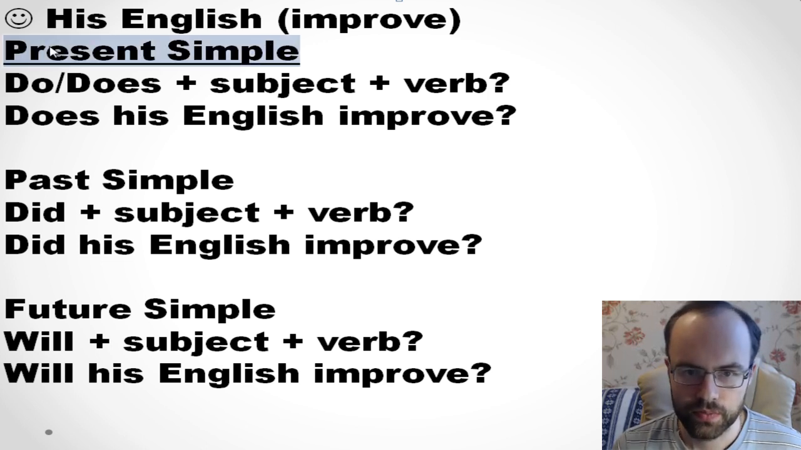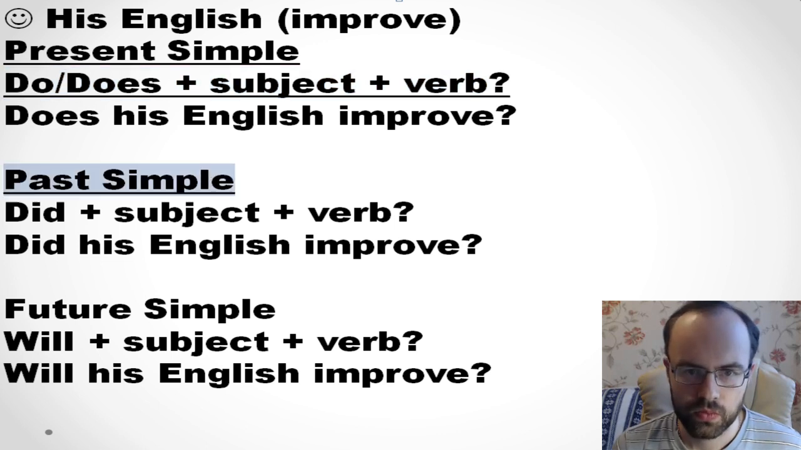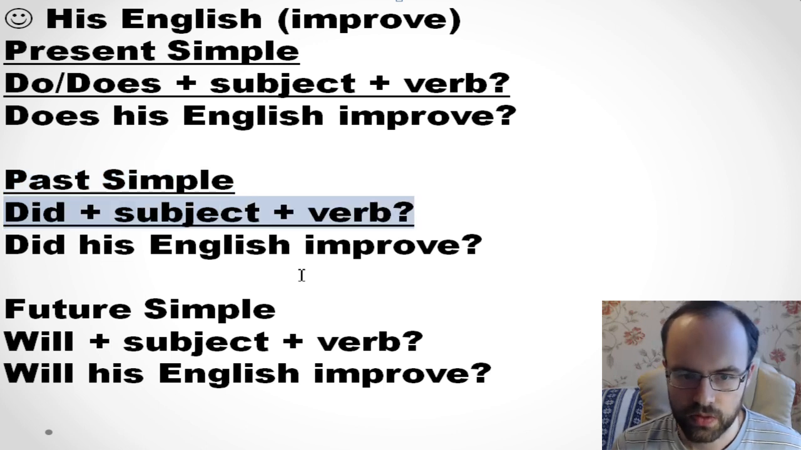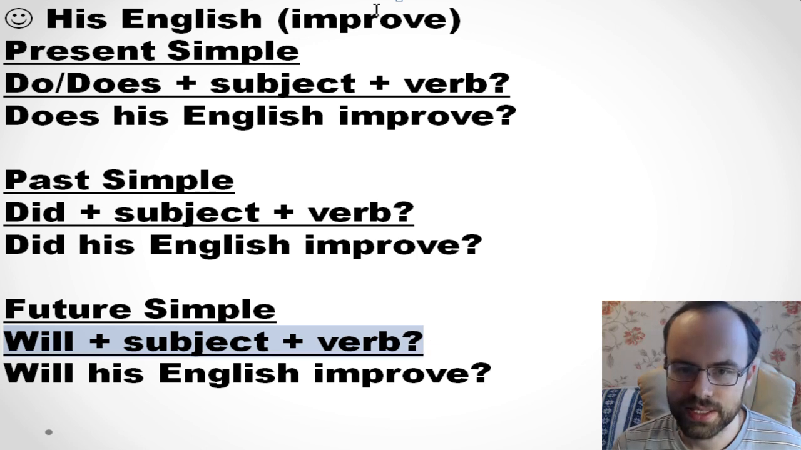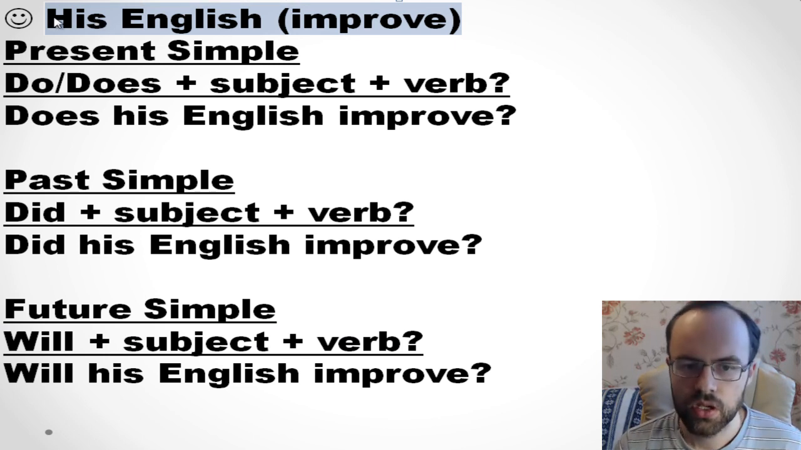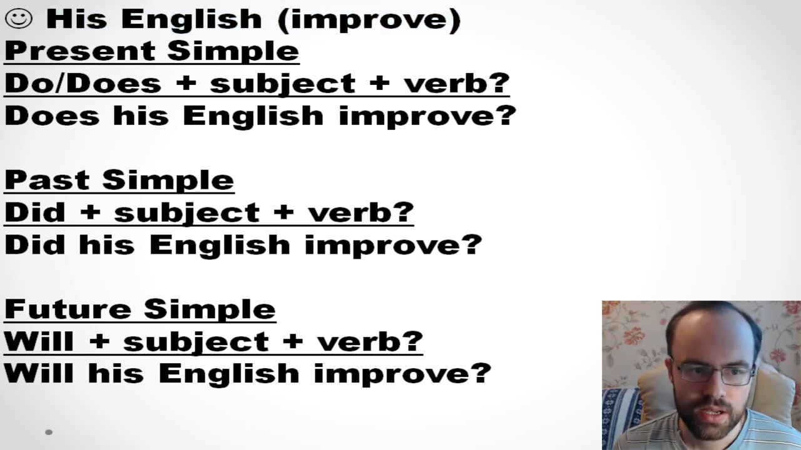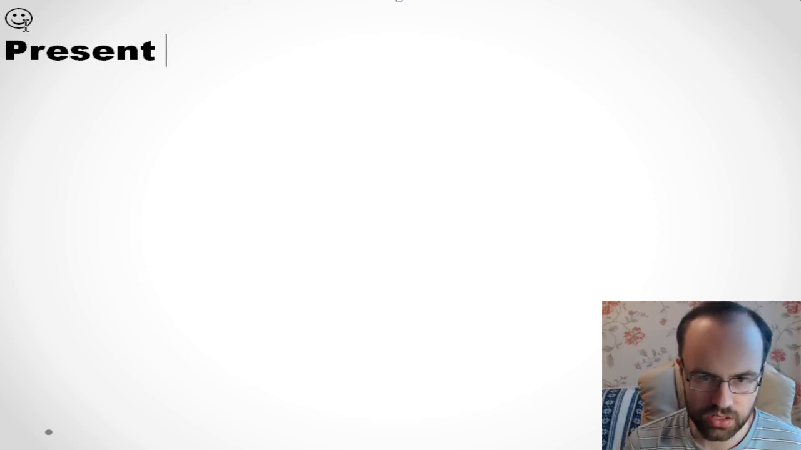So let's revise it. Present simple: do, does plus subject plus verb. Does his English improve? Past simple: did plus subject plus verb. Did his English improve? And future simple: will plus subject plus verb. You see, will his English improve? But we need to say it not only in these three tenses, but also in present continuous and past continuous. Okay, why not? Let's do it.